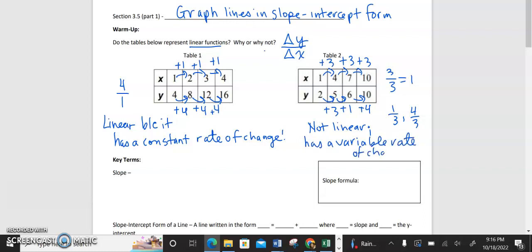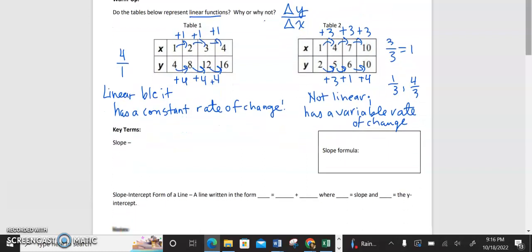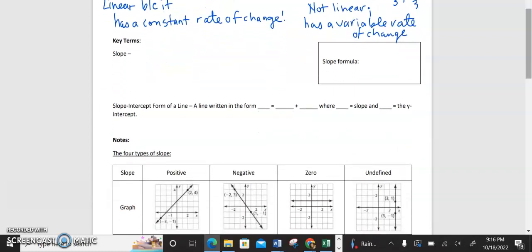The reason I wanted to do this problem in our warm-up is because when we look at a linear equation and we look at that constant rate of change, that is what slope is. So slope is the rate of change between any 2 points in a linear equation.